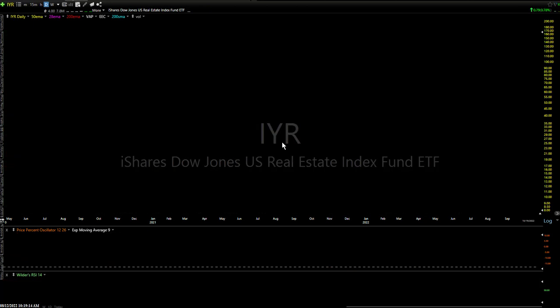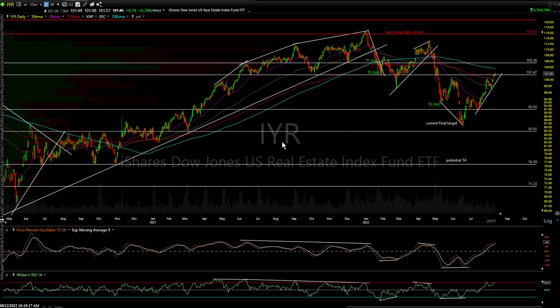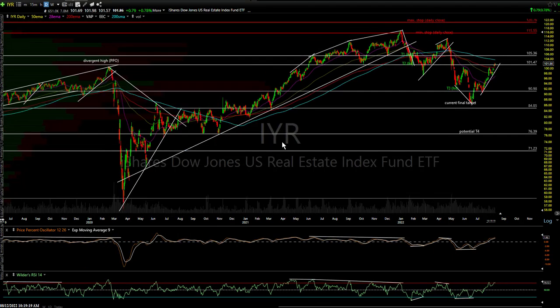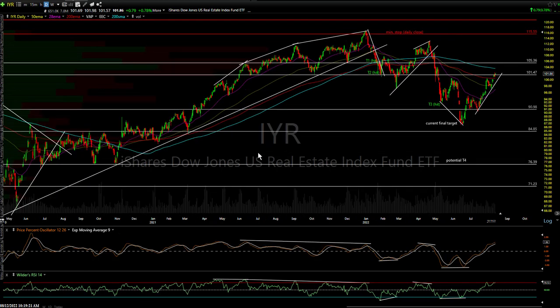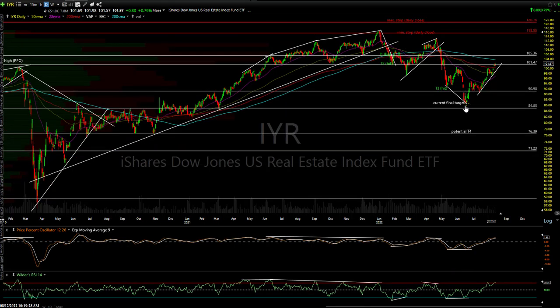IYR, I think the REITs pretty much are an objective short right now. This is IYR, the Dow Jones iShares US Real Estate Index Fund, REIT ETF. And you can see right here we had this, I guess I revised the final target to right there. We had a divergent low, we rallied. Here's a point, big resistance right here, 101.50. And so you take a shot at that, and next resistance overhead. These are old levels, old targets, but they still are resistance levels, 105.36.